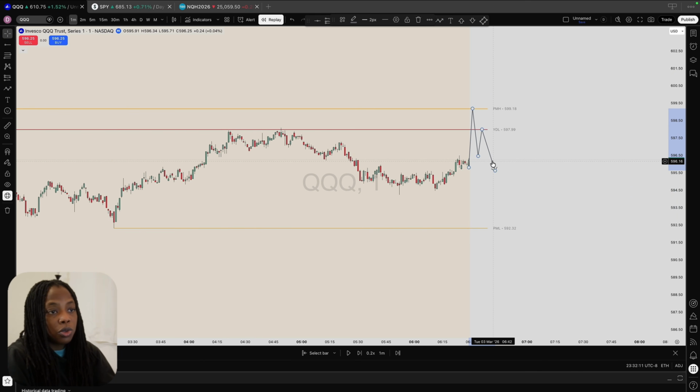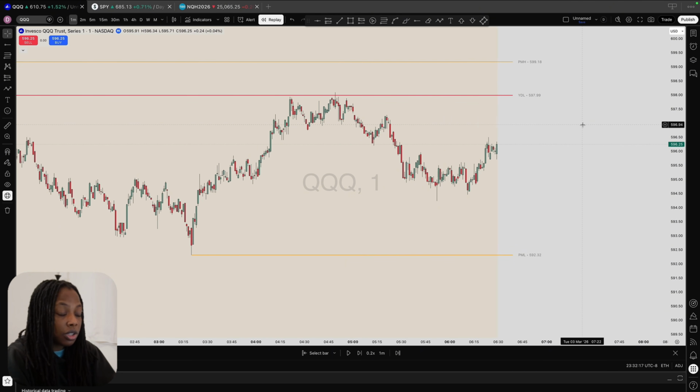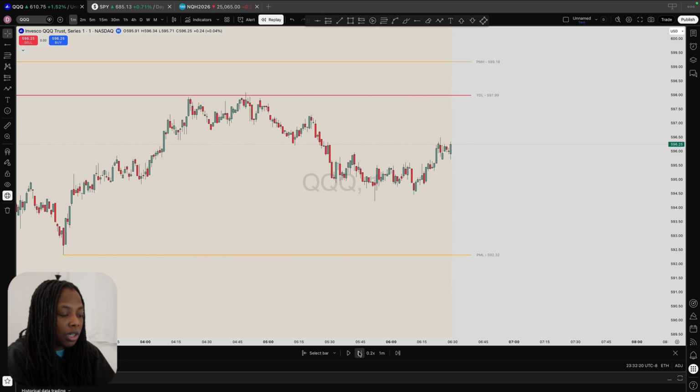That's how you read the price action, and price action will guide you on how to take this trade and execute the trade. But now I'm going to play it out and see if we find a setup.